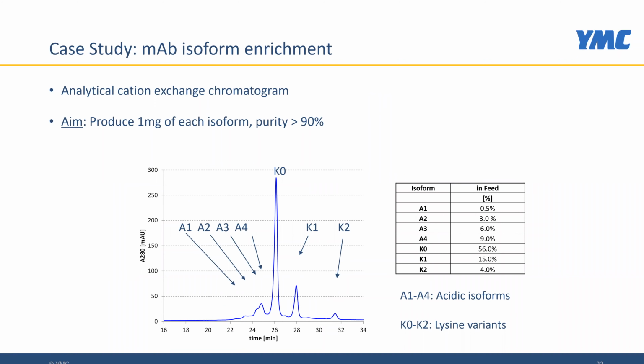Now, this process applied to monoclonal antibodies is shown on the following slide. So let's say our aim here was, again, to produce 1 milligram of each of those isoforms. We have acidic isoforms, we have basic isoforms here, and these are present in different amounts, the least abundant one being present with 0.5%. So it's quite a challenging task to get that one. That's the one here in the front.